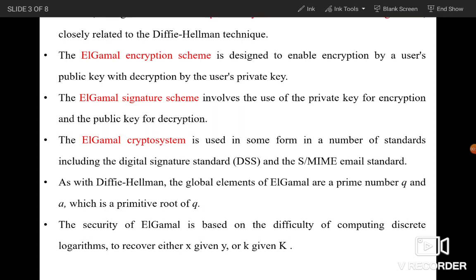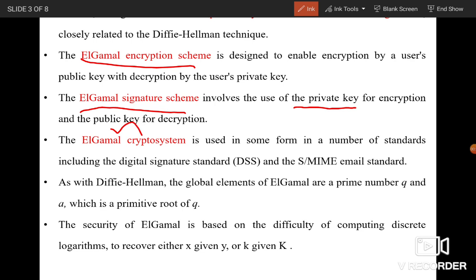So we have two schemes, the ElGamal encryption scheme and the other one is the ElGamal signature scheme. In the ElGamal encryption scheme, for encryption you have to use the user's public key and for decryption you have to use the user's private key. Whereas in the ElGamal signature scheme, for encryption you have to use the sender's private key and for decryption you have to use the public key.